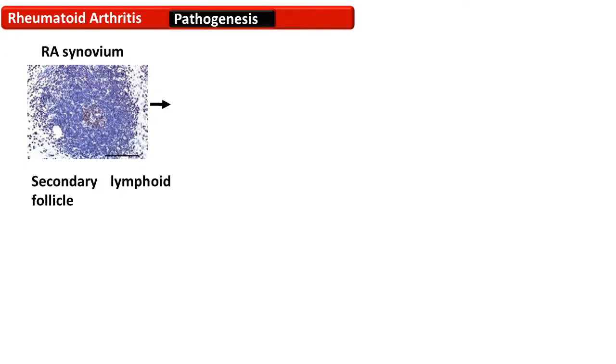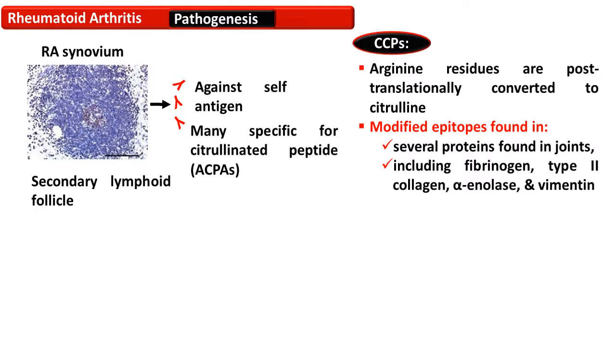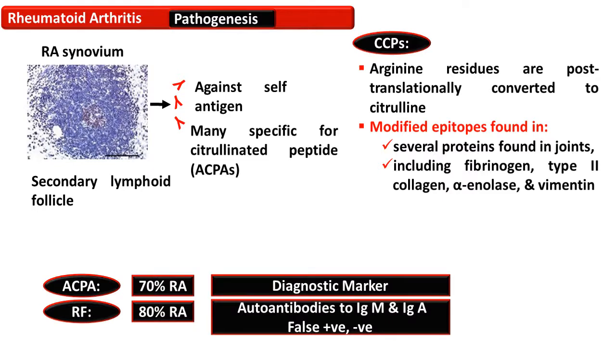The synovium in rheumatoid arthritis contains numerous active germinal follicles, and these germinal follicles contain plasma cells. Plasma cells are responsible for the secretion of immunoglobulin, and these antibodies are basically against self antigen, and many of these antibodies are specific for citrullinated peptides. Hence, these are also termed anti-citrullinated peptide antibodies. These citrullinated peptides are peptides in which arginine residues are post-translationally converted to citrulline, and many proteins are affected by this, some being fibrinogen, type 2 collagen, alpha enolase and vimentin. Anti-citrullinated peptide antibodies are a diagnostic marker for rheumatoid arthritis, and they are present in about 70% of the cases.